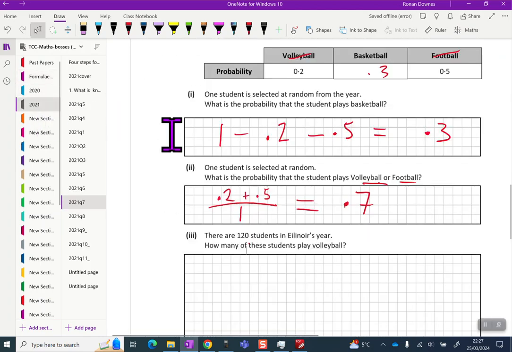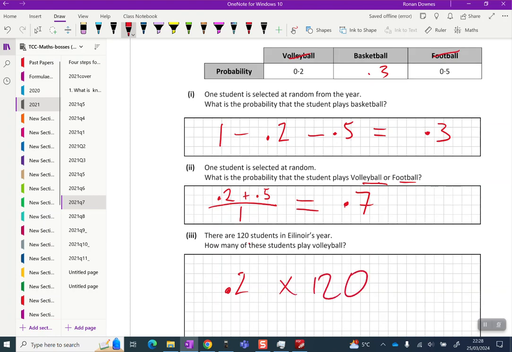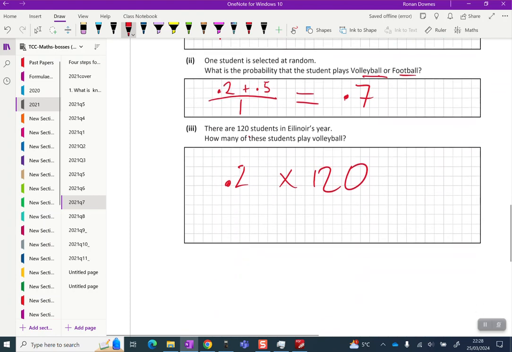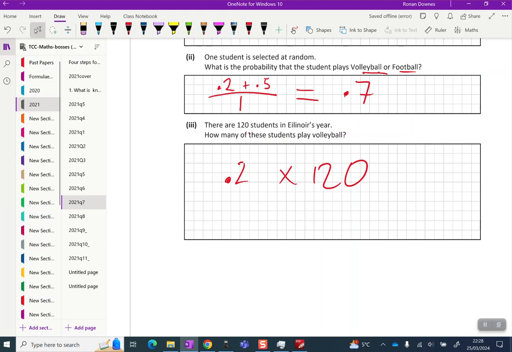So to get how many students play volleyball, you take the probability of volleyball, which is 0.2, and you multiply it by the number of students, which is 120. Okay, so that turns out to be 24. So how many of these students play volleyball? The answer is 24 students play volleyball, or just saying 24 students would be the correct answer.